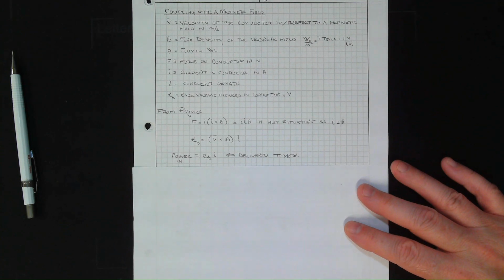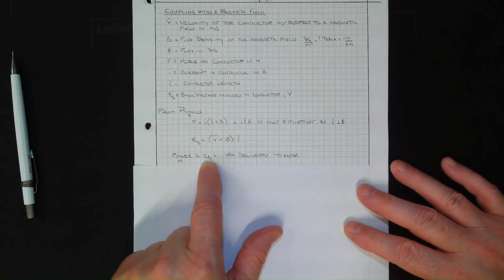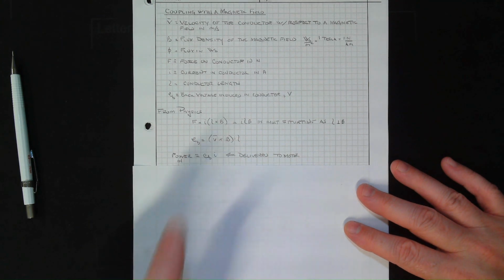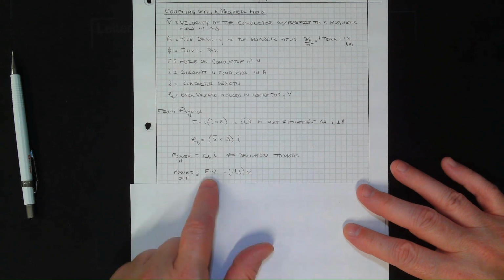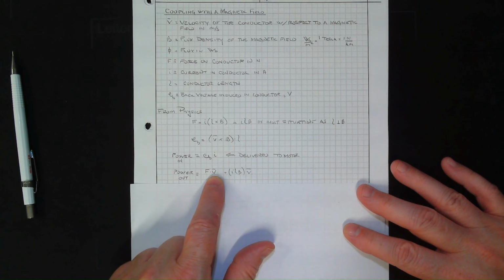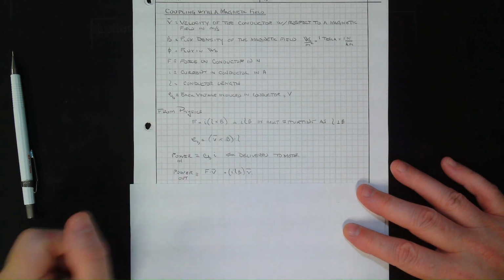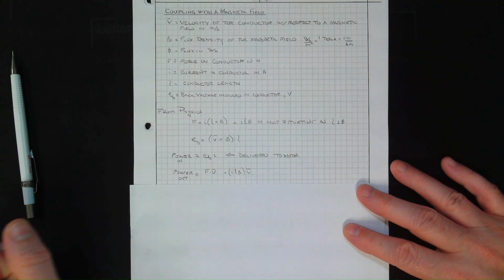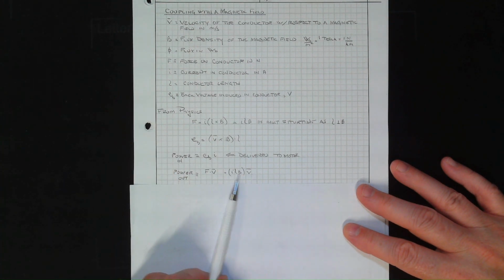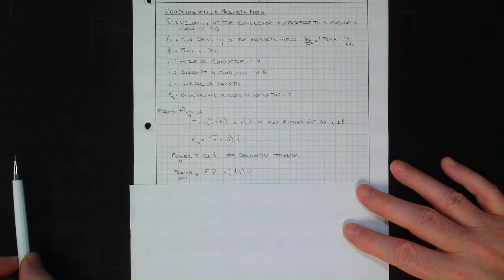All right, power. Power in, if you have a motor, is EB times I, and the power out would be force times the velocity of the conductor going through the field. So that would be ILB times V, velocity.